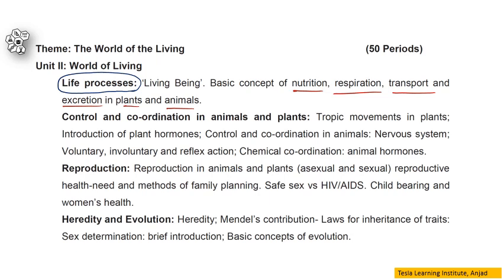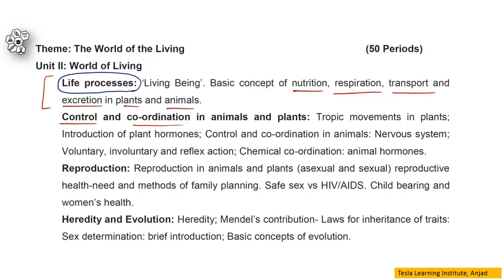This is a very interesting and most important chapter from the exam point of view. A lot of good questions come from these. Control and coordination is your next chapter. This is basically related to the control system that controls your whole body, which includes your nervous system and your brain. So we're going to study about that.